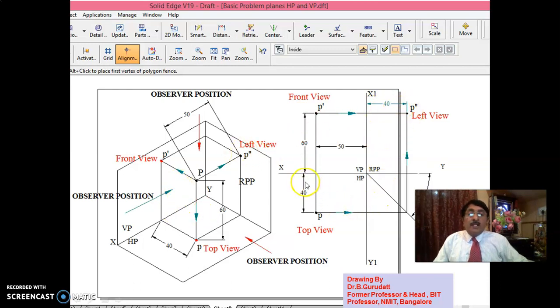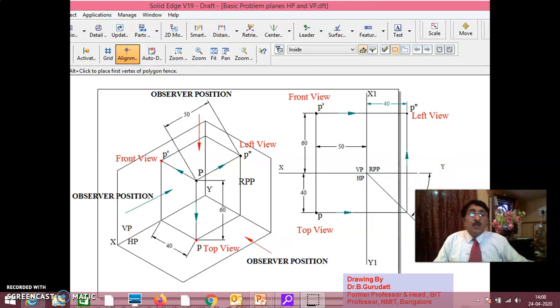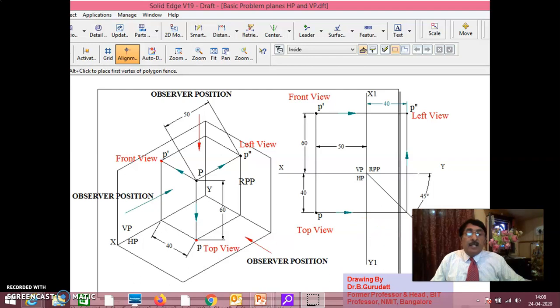That is why this distance in front of VP should be transferred here. In order to transfer that, we don't bother too much. We directly draw an XY line at 45 degrees. Once you draw the 45 degree line, it creates an imaginary square in this way, no? This is 40, so automatically this will be 40, and P double dash will be at this point, which is actually the distance in front of VP from X1 Y1 line. This 40 is this 40.